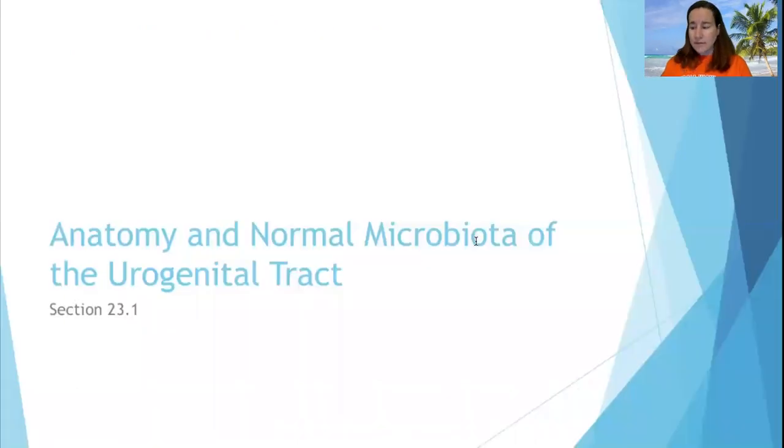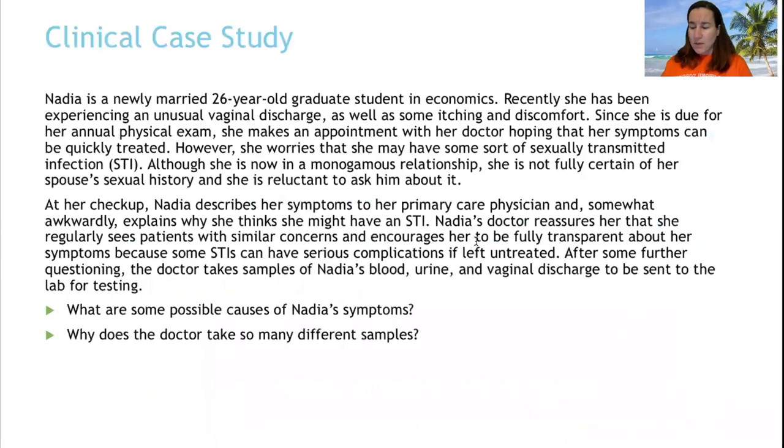Let's go through anatomy and physiology parts. Before we do, we have our case study, and it is Nadia. She's 26, newly married. She's a newlywed. She has unusual discharge and itching and discomfort. She is due for her physical, so she makes an appointment. She's not quite sure what's going on though with those symptoms. She's worried she might have some sort of STI.